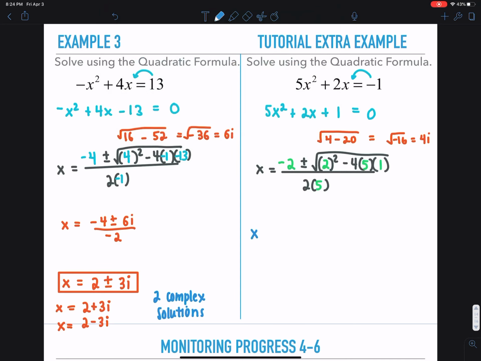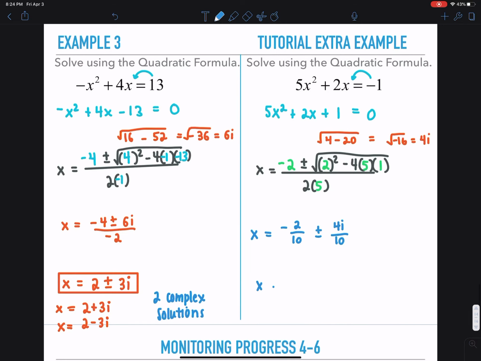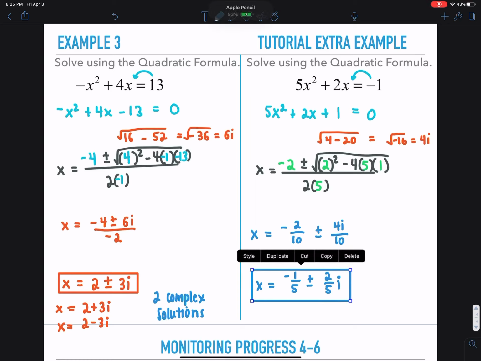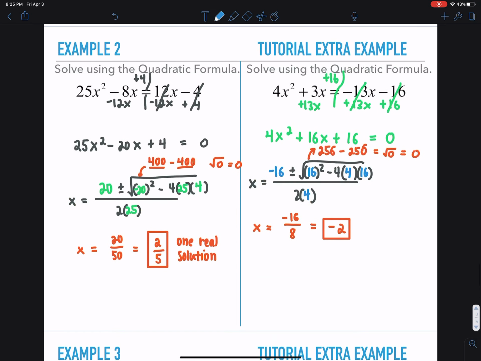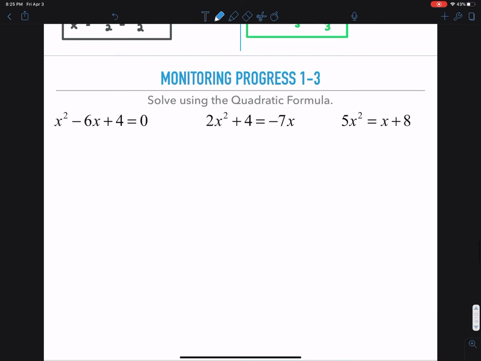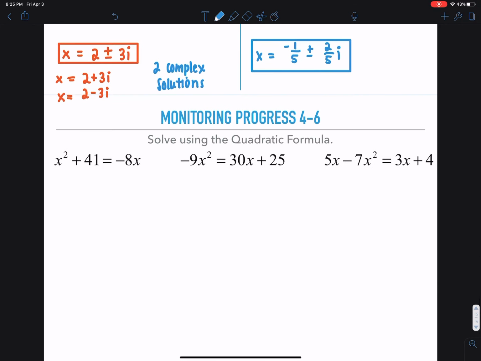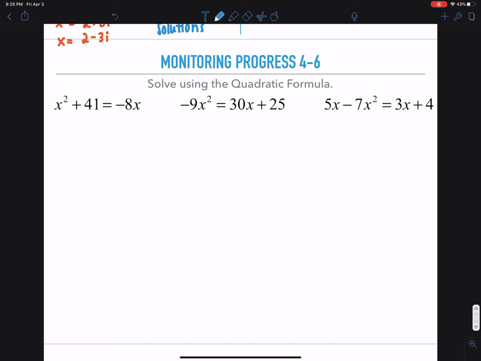So we have x is equal to negative 2 tenths plus or minus 4i tenths. And then we can simplify both fractions: negative 1/5 plus or minus 2/5 i. And that's going to give you your two complex solutions, just like the last equation. So 3 different types of answers: 2 complex solutions, 1 real solution, or 2 real solutions, and that is using the quadratic formula. So try them, monitoring progress 4 to 6.